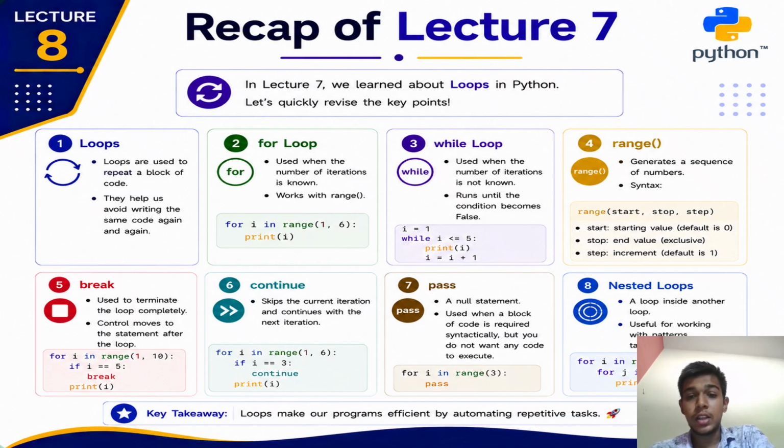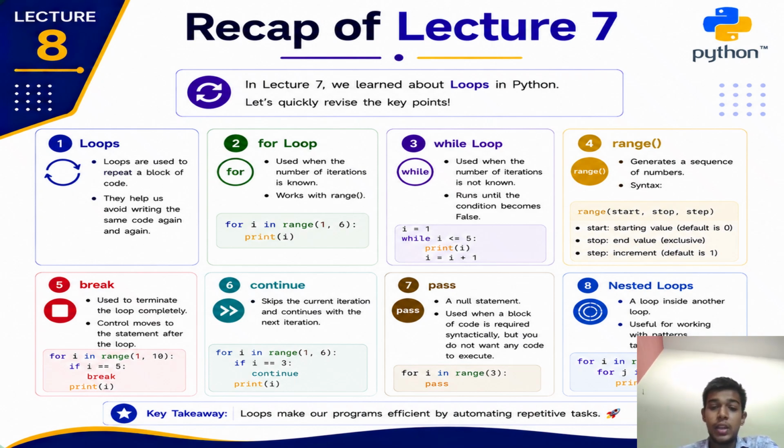After that, we discussed the range function. The range function generates a sequence of numbers. We learned it in three forms: range stop, range from start to stop, and range from start to stop with step. We also remembered that the stop value is never included in the output.